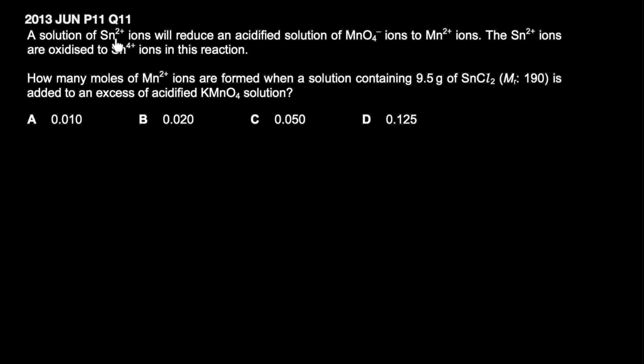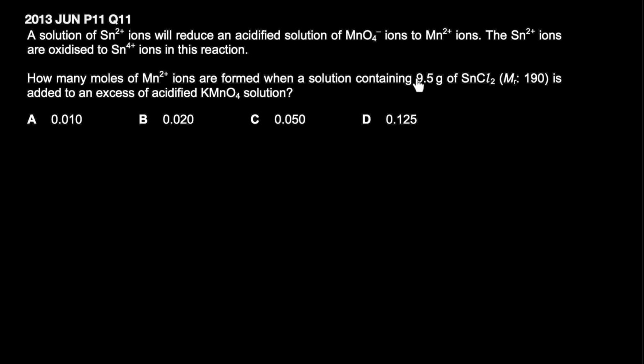A solution of Sn2 plus ions will reduce an acidified solution of manganate 7 ions, that's MnO4 minus, to Mn2 plus ions. The Sn2 plus ions are oxidized to Sn4 plus ions in this reaction. How many moles of Mn2 plus ions are formed when a solution containing 9.5 grams of tin 2 chloride, SnCl2, is added to an excess of acidified potassium manganate 7 solution?